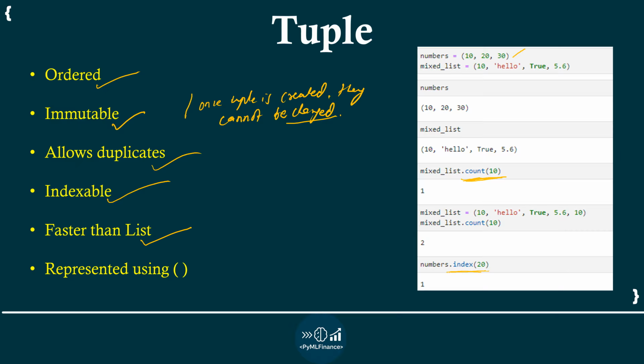Tuples are faster than list. Tuples are always faster than list. They are represented using parenthesis.